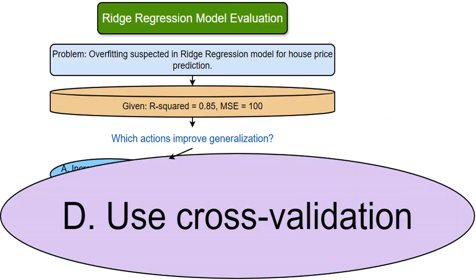Cross-validation is a crucial technique to evaluate a model's performance on unseen data. It helps me to avoid overfitting and provides a more reliable estimate of how well my model will generalize to new, unseen data. It's a critical step in building a robust model.